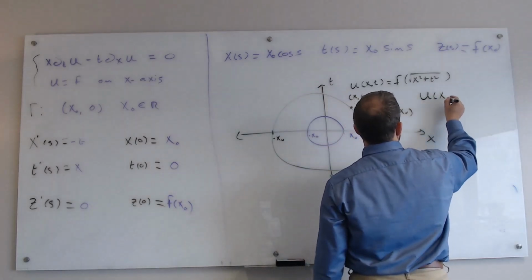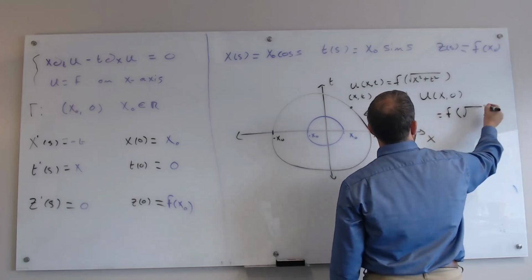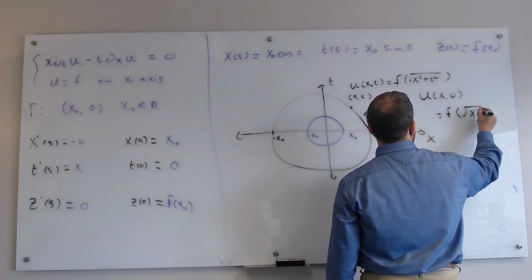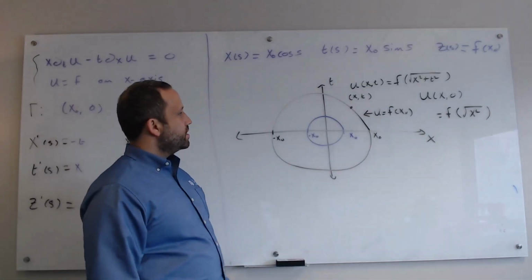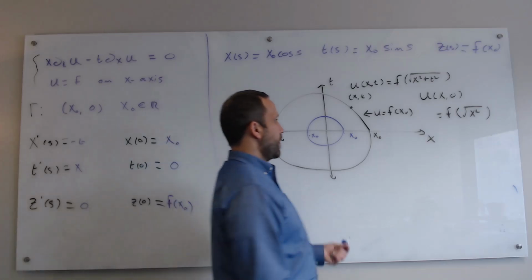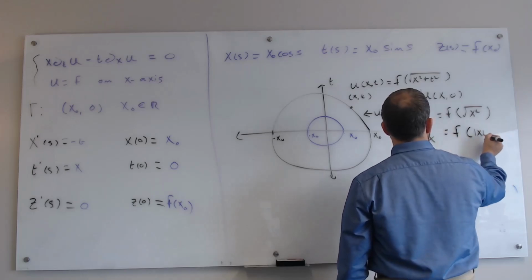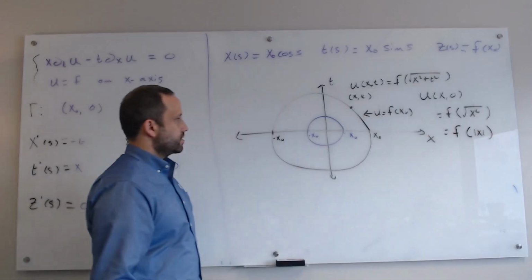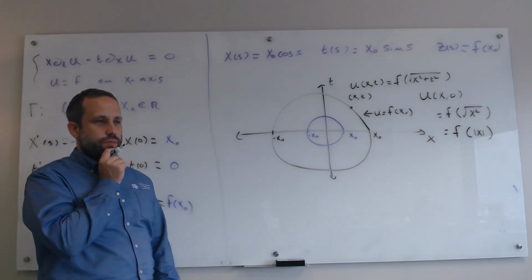So u of x0 is equal to f of the square root of x squared. Now, what is the square root of x squared? It is not x, it is the absolute value of x. And so this is f of the absolute value of x. Okay, well now we're starting to see some problems here.